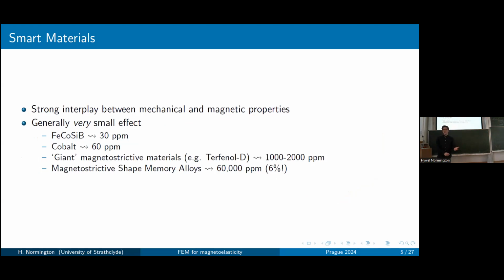You can get up to 60 parts per million of extension. If you want anything more than that, you need these fancy materials such as Terfenol-D, or even more fancy materials, MSMAs, which can have 6% changes in their dimensions, which is out of our analysis here. We can't touch these because we're going to stick to the small strain deformation case.